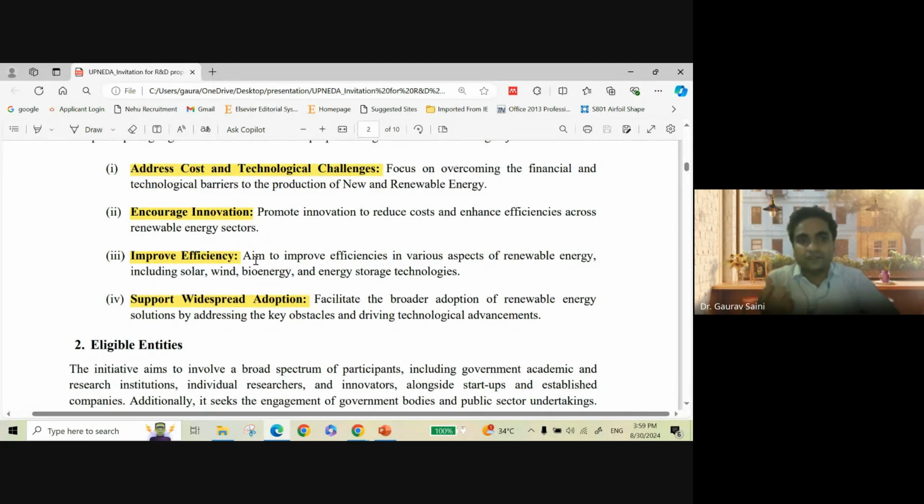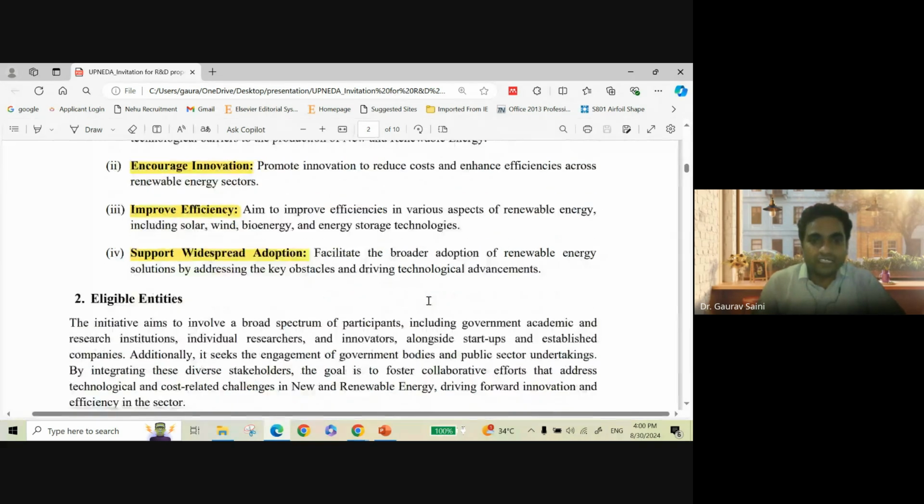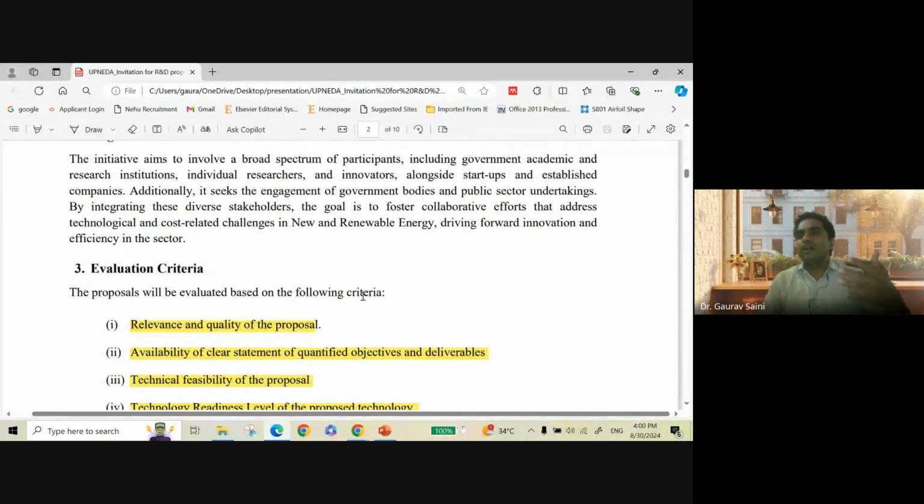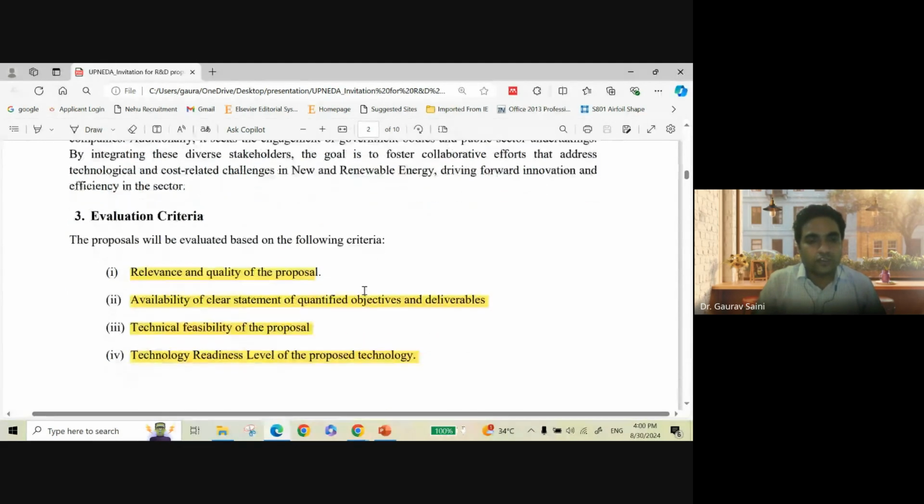They will consider that. Support widespread adoption, as I have covered in my presentation. It should not be specific to a particular place, not only for Kanpur. It should be applicable to other states and other districts as well, so that it can be adopted very widely. That will give you chances of getting your proposal granted.